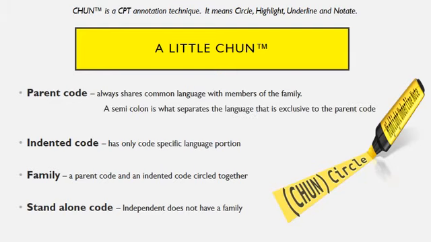And it is the semicolon that separates the language that's exclusive to that code. So it actually separates the parent language that's exclusive to the parent code. All right, and anything behind the semicolon when you're chunning should be highlighted. All right, let's move on.